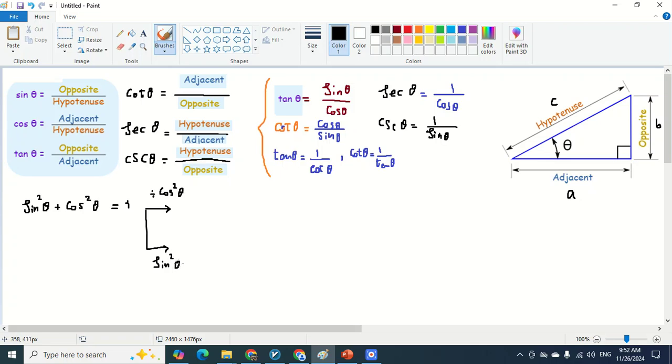If I divide it by cosine square, then sine square over cosine square, based on the definition that the tangent of theta is equal to sine over cosine, can be written as tangent square of theta. So tangent square plus 1 is equal to 1 over cosine square, and 1 over cosine of theta is given by secant of theta. So we have secant square of theta.